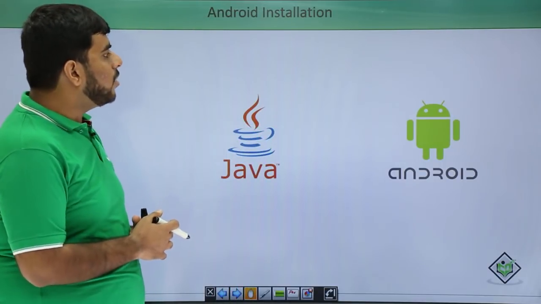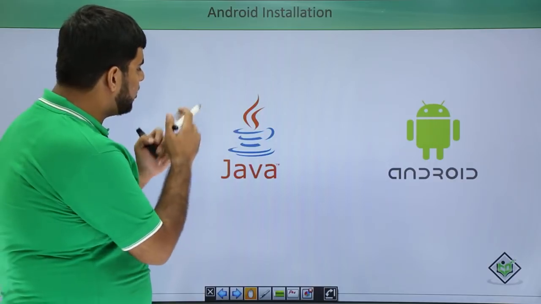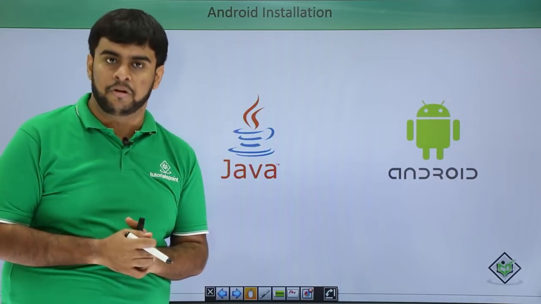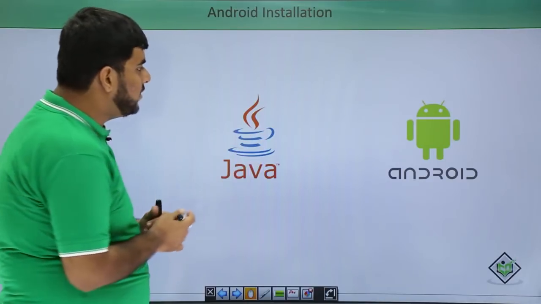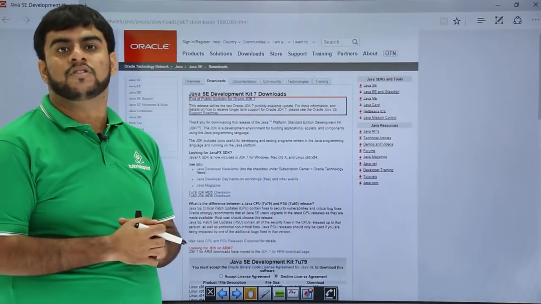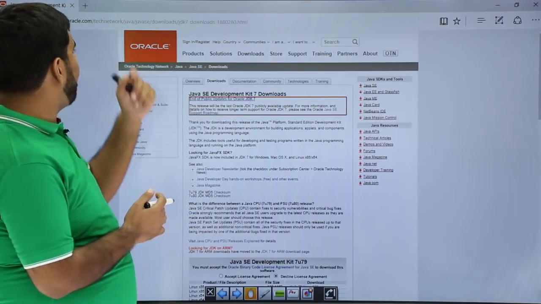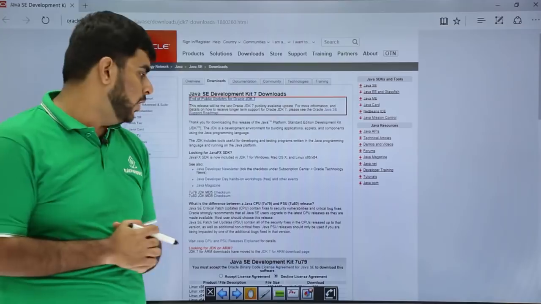Now, for the Android installation, we need to make sure that we have the JDK before we start installing Android Studio. The JDK, as I told you, is a prerequisite for starting the installation of Android Studio. Now, we visit the official website of Oracle where we download the JDK.